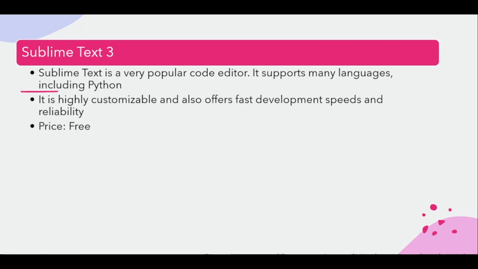Next comes Sublime Text 3. This is a very popular code editor. This is also free. It supports many languages, including Python. It is highly customizable and also offers fast development speed and reliability.